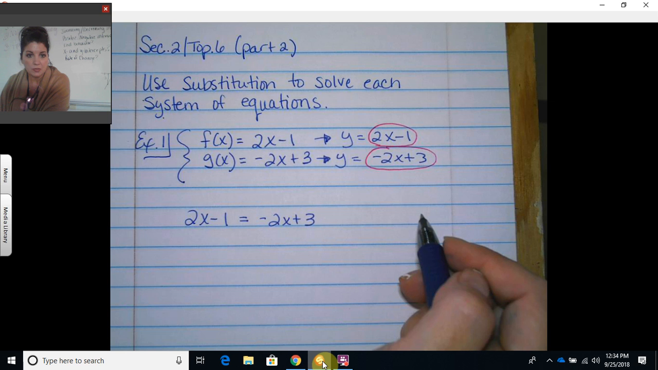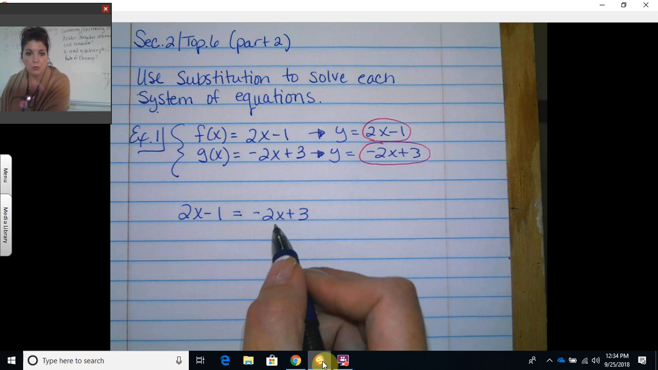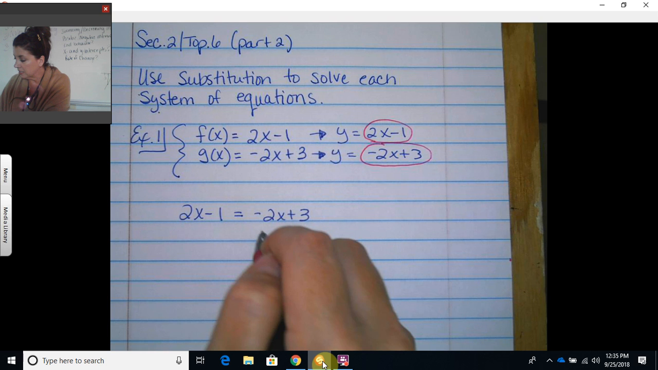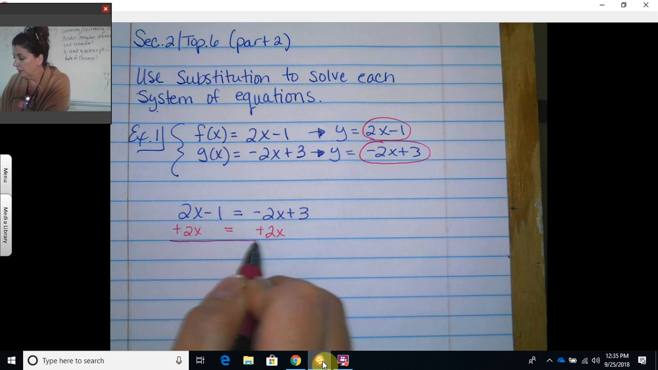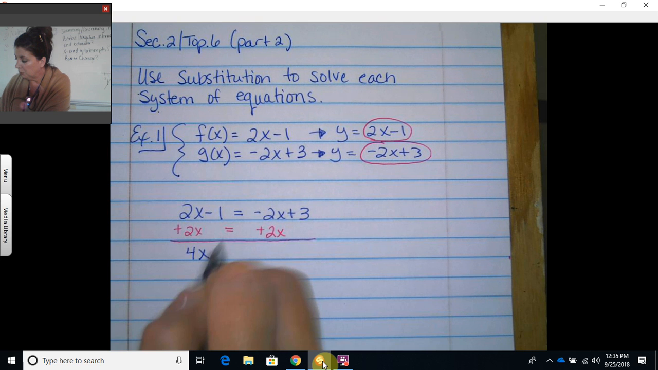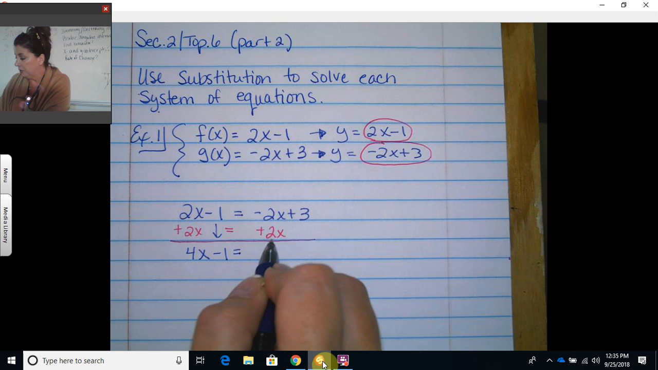Notice now I only have the variable of x in my equation, okay? So I'm going to solve for x. So in this case, what would I do first? Add 2x. Are there other options besides that? Yeah, there's other things I could do, but that's what I would do first because I like to get my x's on the same side and make them positive if possible. So 2x plus 2x is 4x. Bring down the minus 1. Bring down your equal sign. Negative 2x plus 2x is 0. So we have 0 plus 3 left, or just 3.